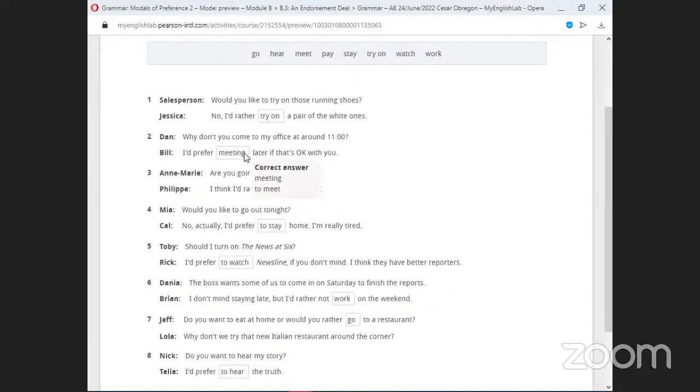And the option said to meet or meeting. Those two forms are correct, but they're very different, right? To meet and meeting, to use the gerund form.